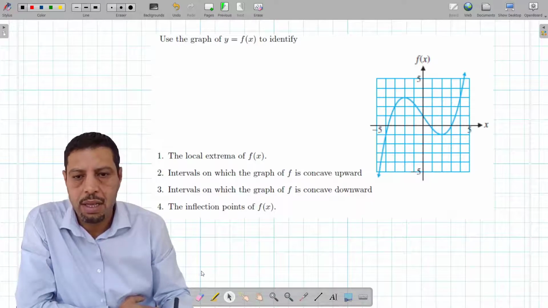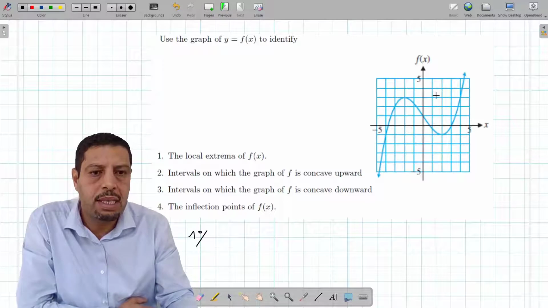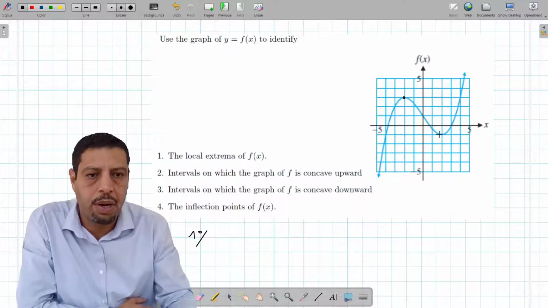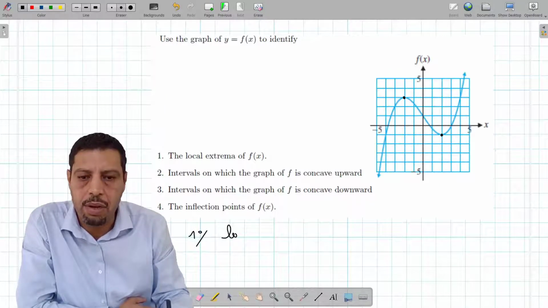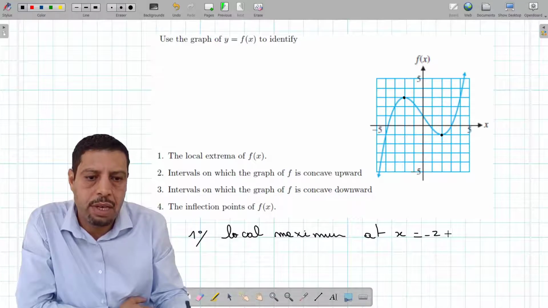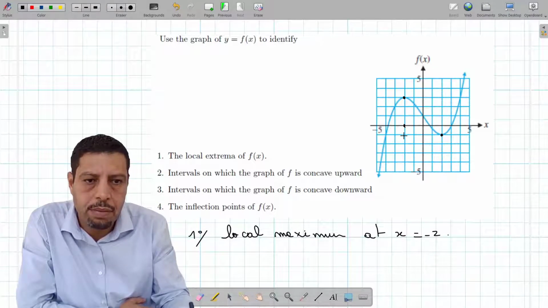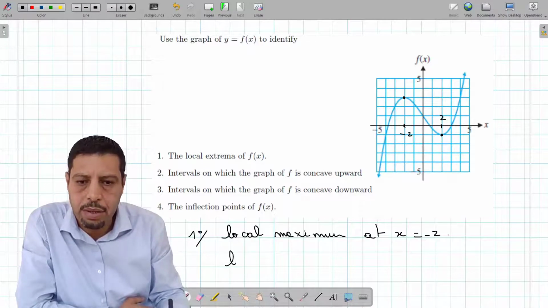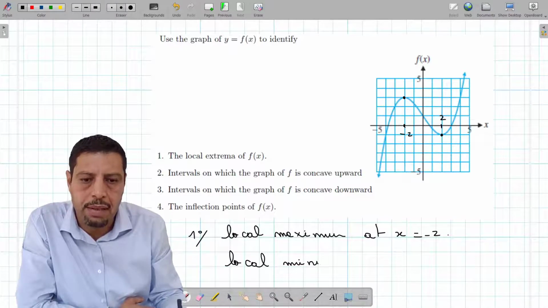So let's start with the local extrema of f. First question. Here we can see clearly that we have a local maximum at this point and a local minimum at this point. So we're going to say that we have a local maximum at x equals -2, and a local minimum at x equals 2. And that's it.